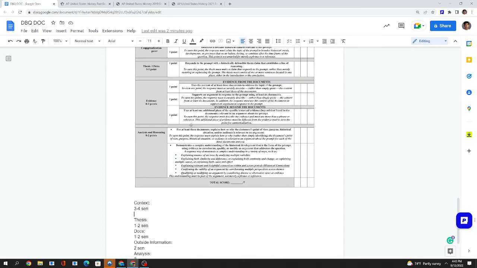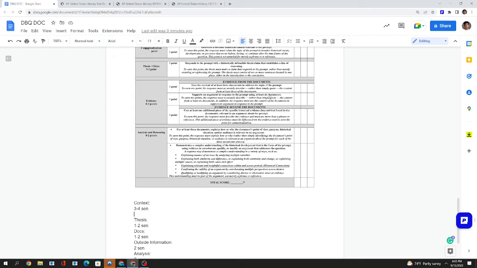And lastly, evidence. If I do not use 6 documents, if I use 5, I will automatically lose 1 point for using an argument that has at least 6 documents. I can still get the point for using 3 documents, but I will not get the point for using at least 6. Okay? So remember, 7 documents doesn't matter, but it's recommended.